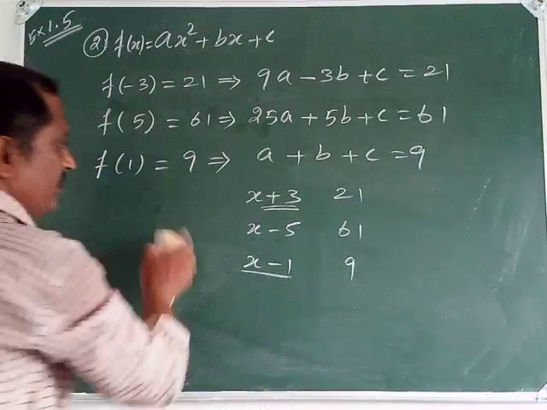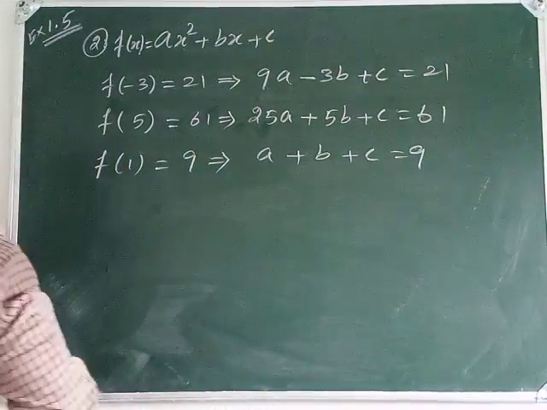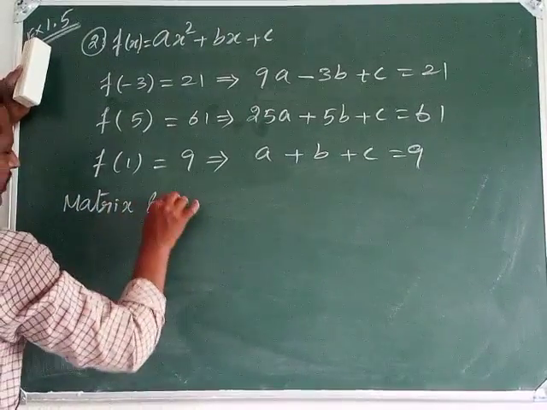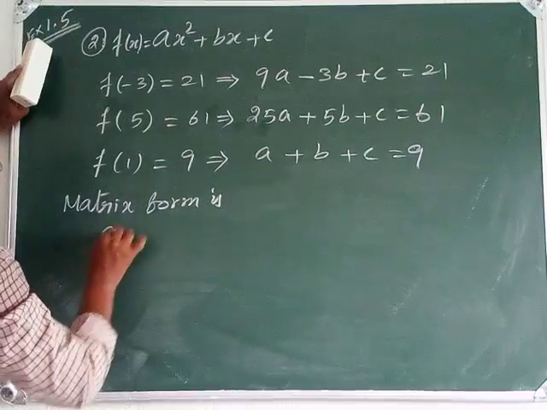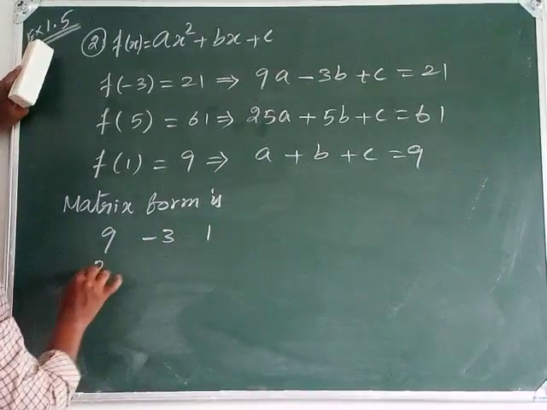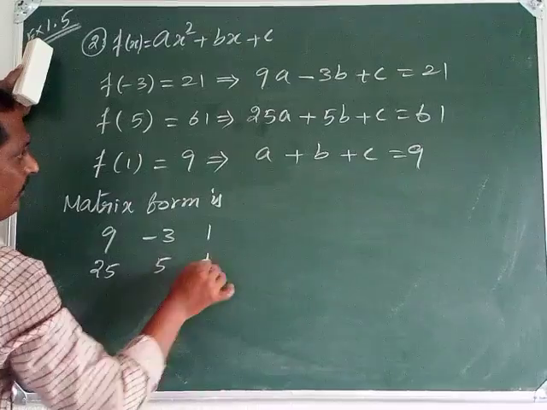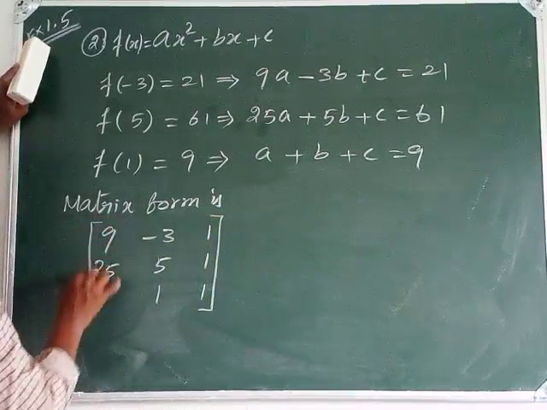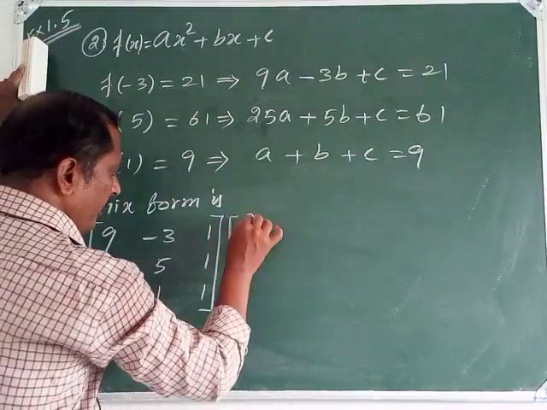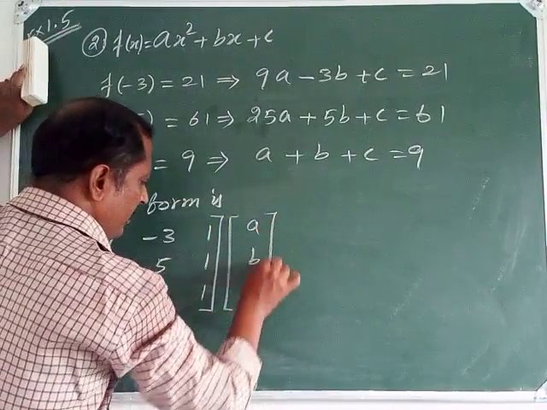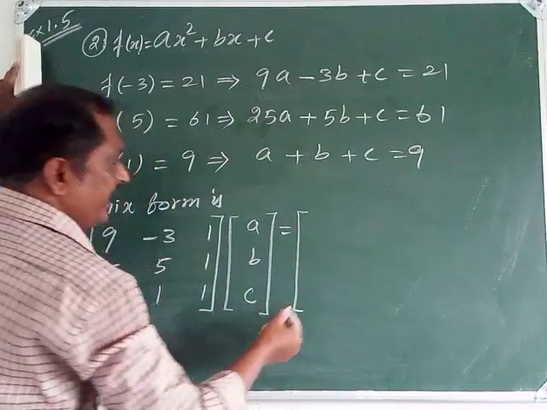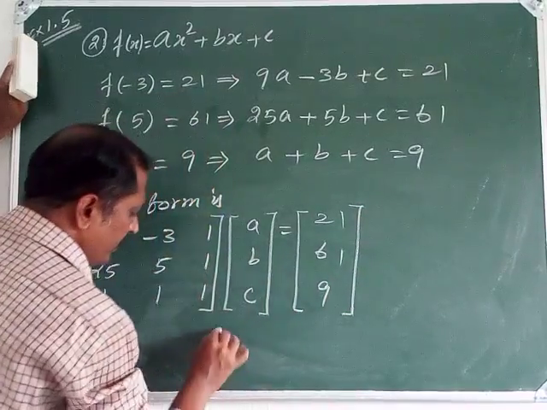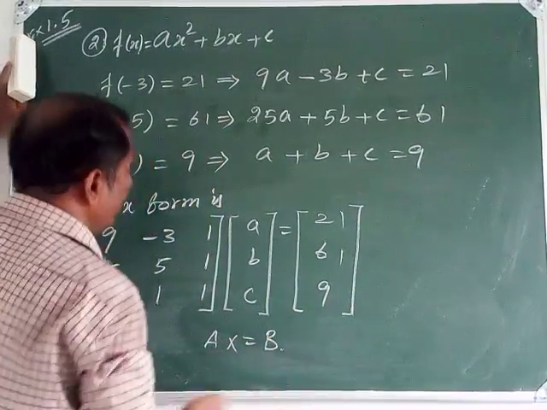So next we have to write the matrix form. Matrix form is 9, minus 3, 1; 25, 5, 1; 1, 1, 1, into the variables a, b, c, is equal to the right side 21, 61, 9. This is in the form of AX is equal to B.